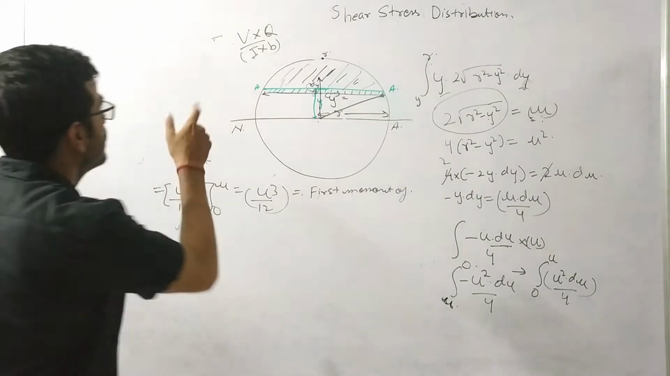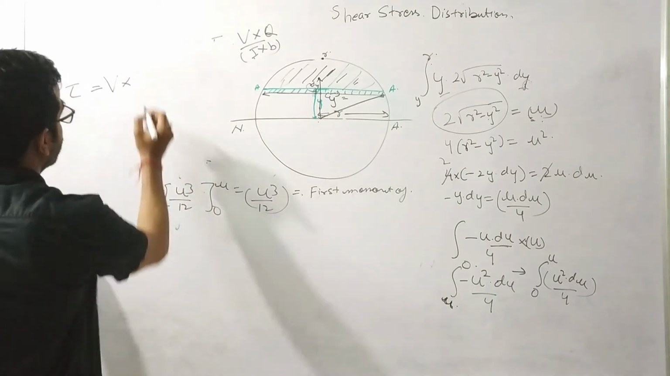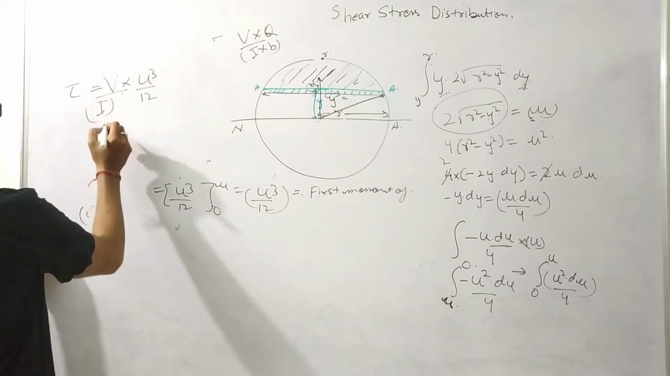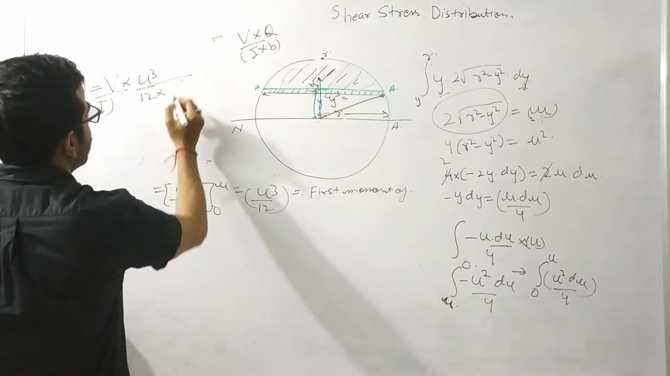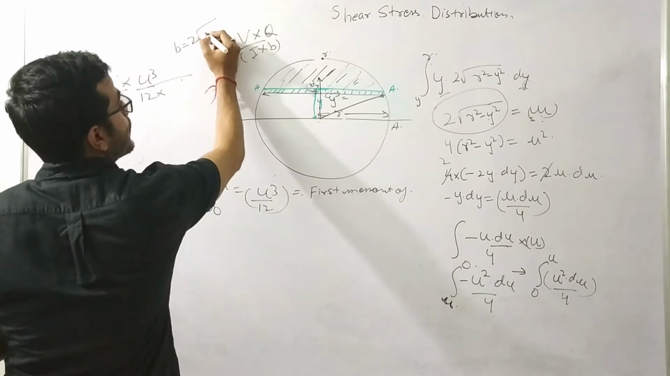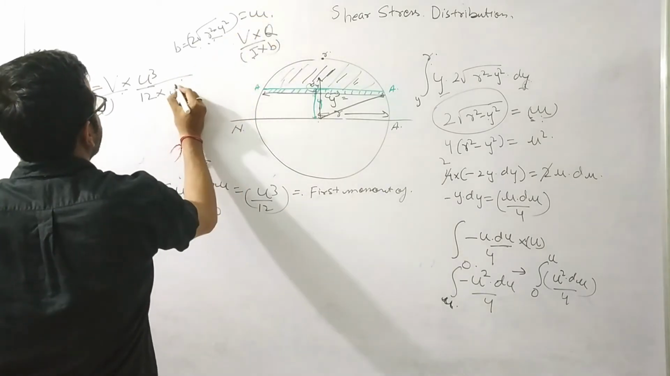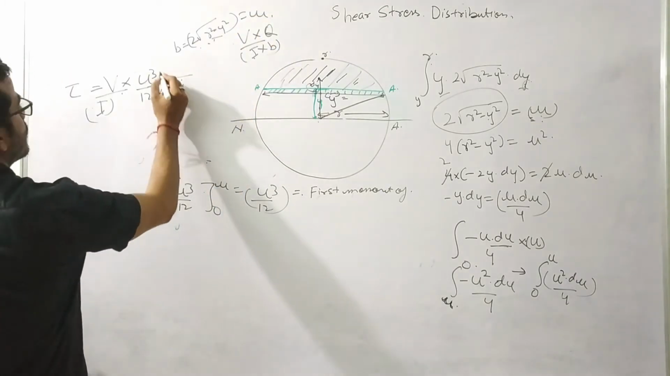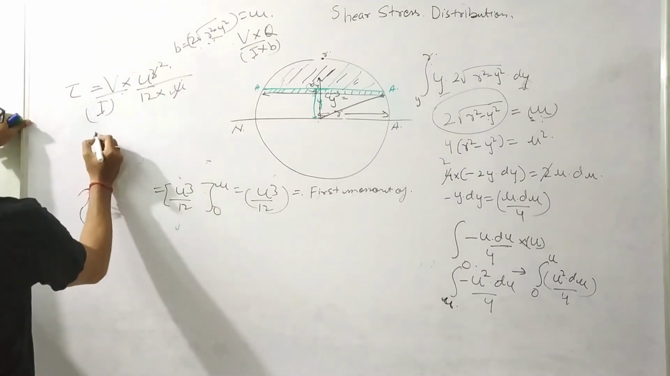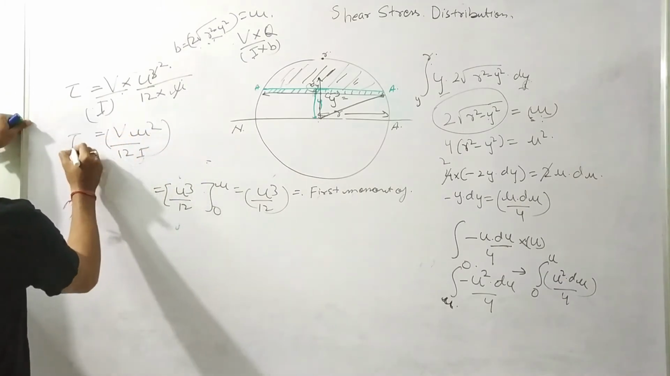So if I put the values in this formula, my V will be the same, tau. Q is u cube over 12, and I will be the same, I is I only, and b will be b. What will be b? b is 2 under root r square minus y square. This is only my b, which is equal to u. So it will be u only. Right, so these terms will cancel each other, and this 3 will become 2 over here. So V into u square over 12I will be my expression.